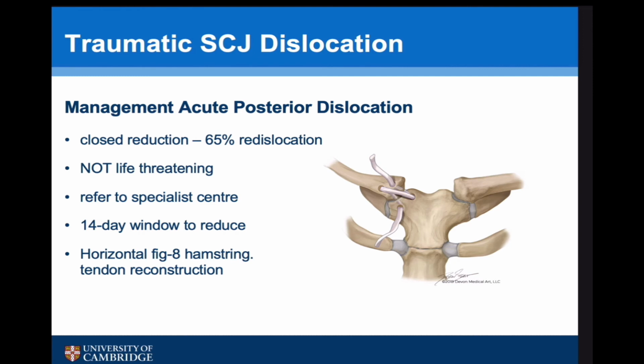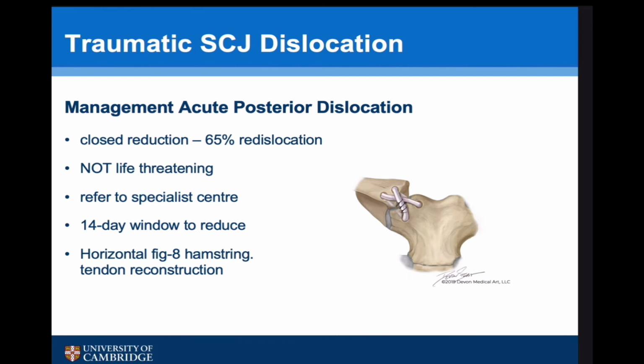You can't just repair the posterior capsular tissue, so this is where we would normally consider doing a horizontal figure of 8 hamstring tendon reconstruction. These are particularly rare. We're a specialist centre. I've just published a series of 20 acute posterior dislocations that we fixed up within 14 days, but it took me 11 years to collect these, so it's really probably less than 2 a year.